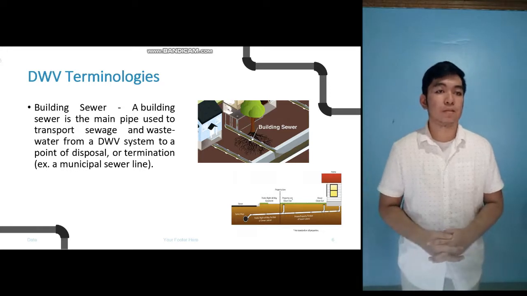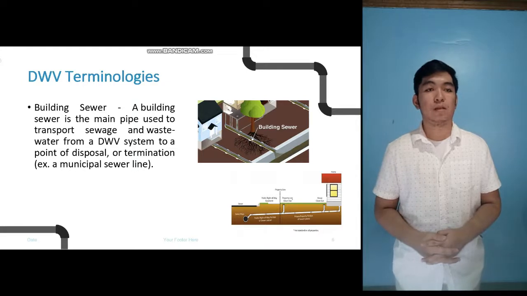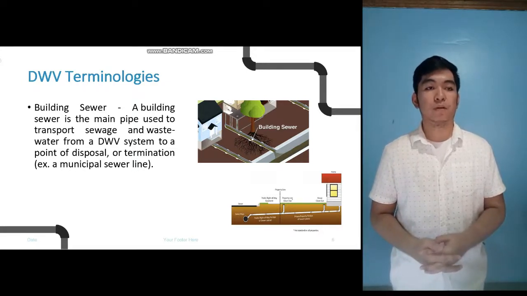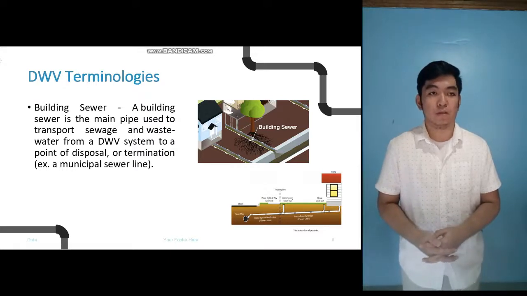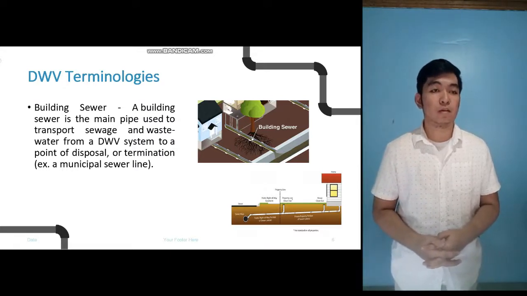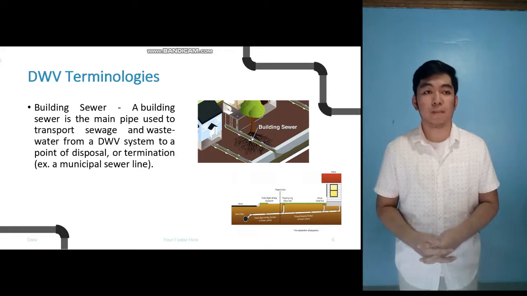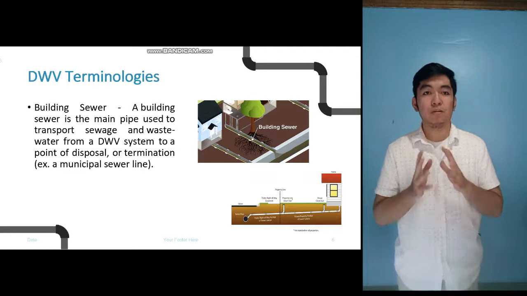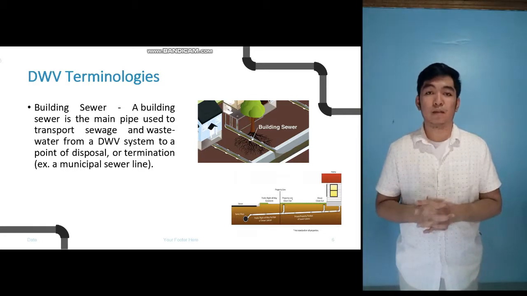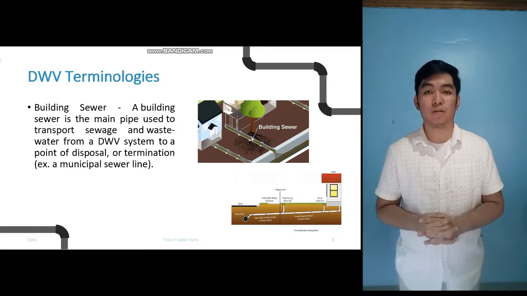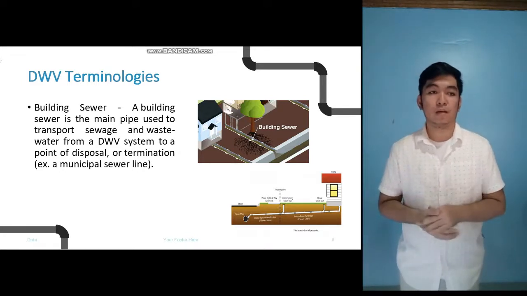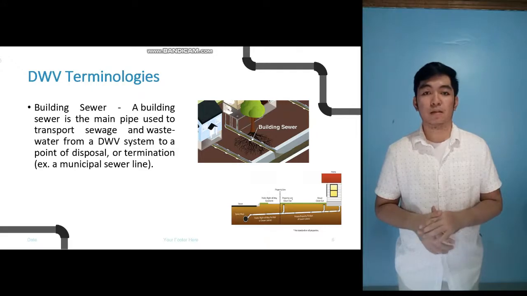First is the building sewer. A building sewer is the main pipe used to transport sewage and wastewater from a DWV system to a point of disposal or termination. An example of this is the municipal sewer line. So, ang building sewer daw guys, kay ang nag-connect sa atong drain waste vent system sa atong balay, paingon sa atong municipal sewer line.